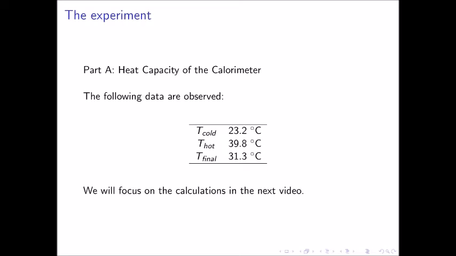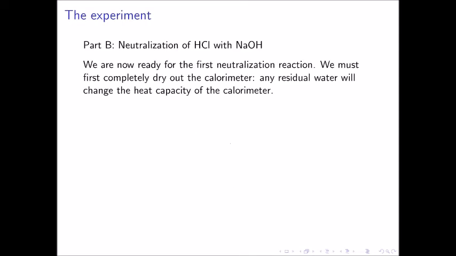The calculations for this experiment are a little detailed, so rather than focus on those right now, we will put this off until the next video. We're now ready to complete part B, the neutralization of hydrochloric acid with sodium hydroxide. Before we do anything else, we must first completely dry out the calorimeter. Any residual water will change the heat capacity of the calorimeter.